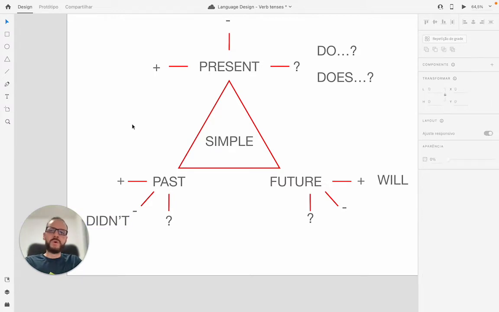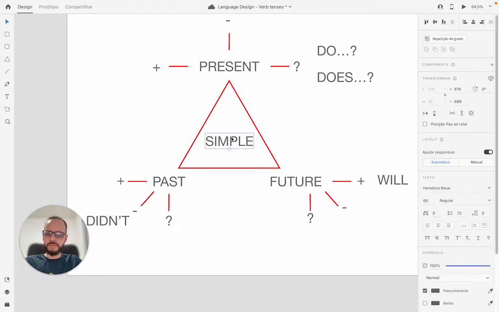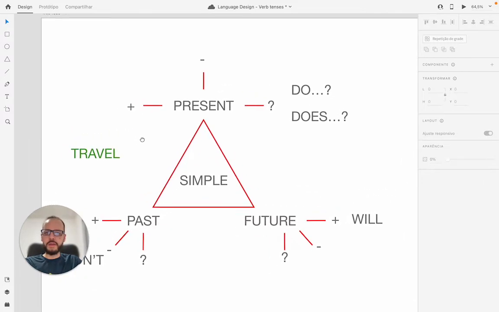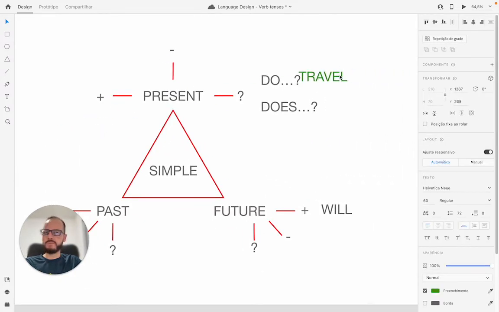And so when we have a verb, for example, travel, I'm gonna put travel in some other color here. I'm gonna make it green, and then I can move travel around and understand that I can ask you, do you travel every week, or does he travel every week? Because you're gonna build it step by step with your student.